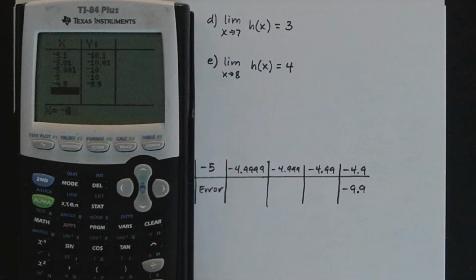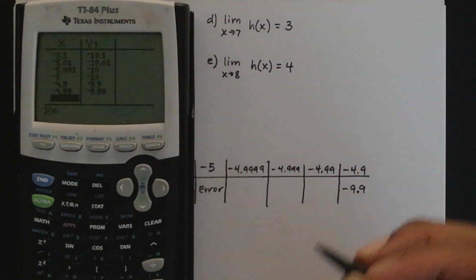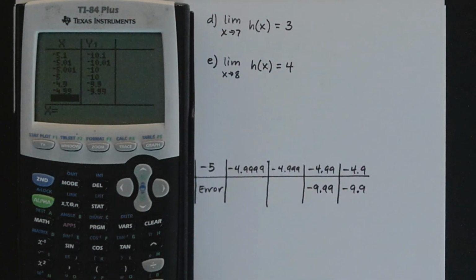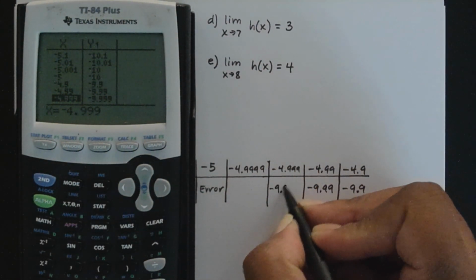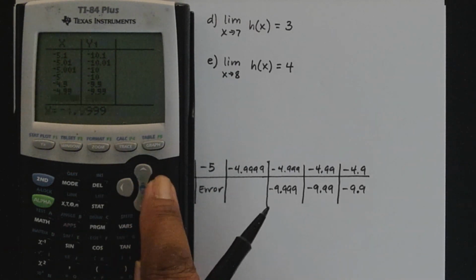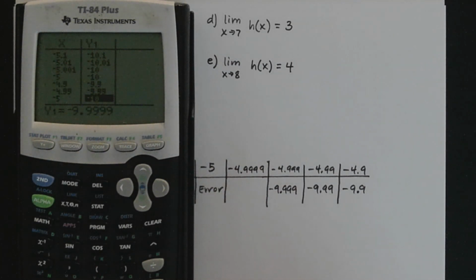And then for negative 4.99, that'd be negative 9.99. Then negative 4.999, that'd be negative 9.999. And then finally, negative 4.9999. Actually, it says negative 10, but it's actually negative 9.9999.